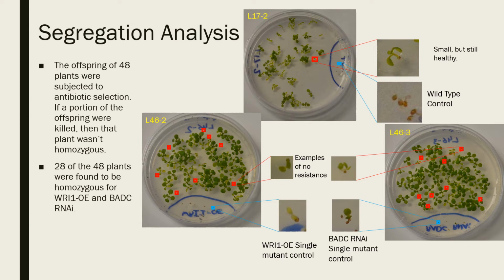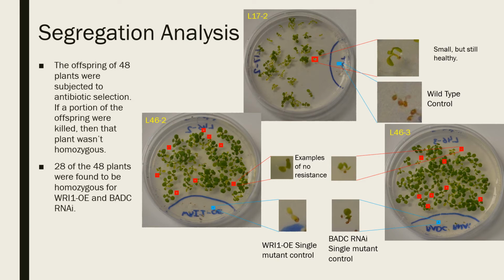Segregation analysis was done by taking the offspring of these 48 plants and performing another antibiotic selection. If the plant is not homozygous, then it carries the allele that lacks antibiotic resistance, resulting in some of the offspring being killed by the antibiotics. If the plant is homozygous, then all of its offspring will survive. The images to the right show how this was done.